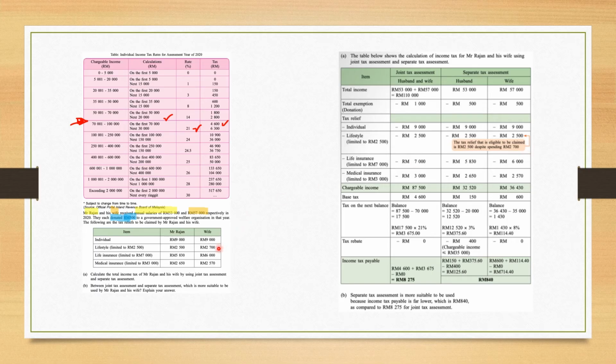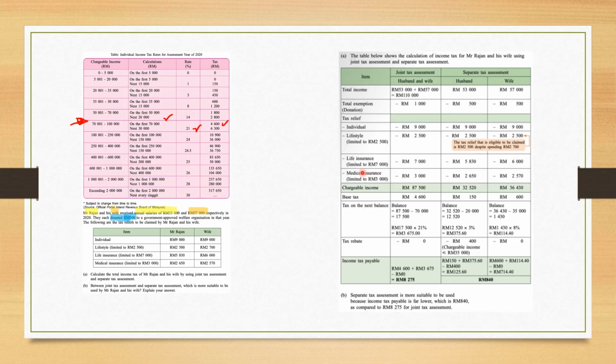Your wife's figure of lifestyle tax relief is more than 2,500 ringgit, the limiting factor, so you only use 2,500 ringgit as shown here. The tax relief that is eligible to be claimed is 2,500, besides spending 2,700. There you go. Your final result will always be based on the limited cost factor.